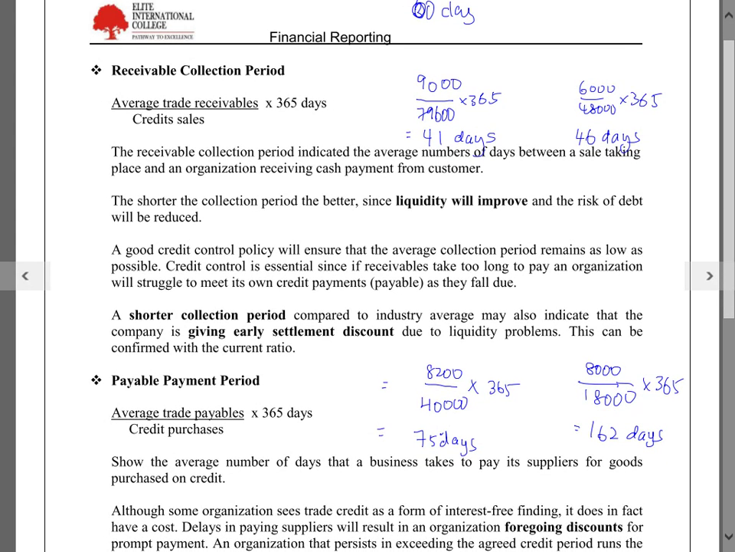Okay, what happens if company A is 41 and company B is only 10 days rather than 46? 41 and 10 means B takes a lot less time to collect, correct? 10 days to collect. So it could be an indication that when they sell to their customers, they encourage them to pay early, give a discount. Okay, they give a discount, that's why they encourage them to pay early.